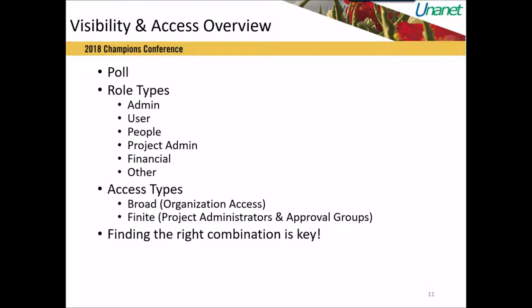So, in terms of visibility and access, it's important to find the right combination of roles and org access that's going to give your users the visibility and functionality that they need to be successful at their jobs.